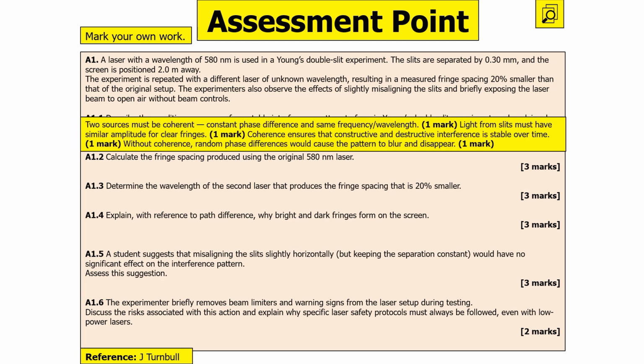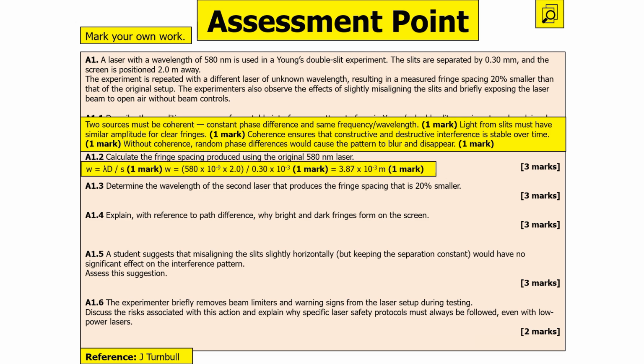Right, the two sources must be coherent, have a constant phase difference, and the frequency and wavelength must be the same. The light from the slits must have a similar amplitude for clear fringes. Coherence ensures that constructive and destructive interference is stable over time. Without the coherence, the phase difference is random, which would cause the pattern to blur and disappear. W equals lambda D over s, pop in all the numbers, we get 3.87 times 10 to the minus 3 meters.